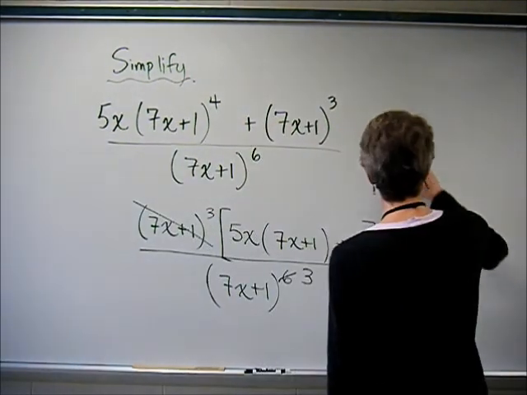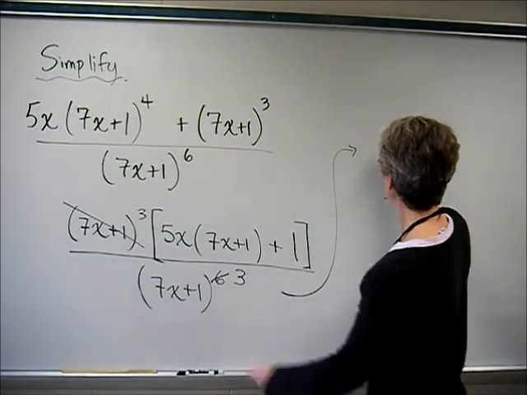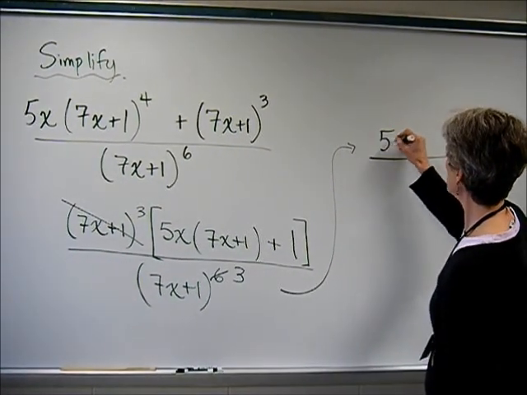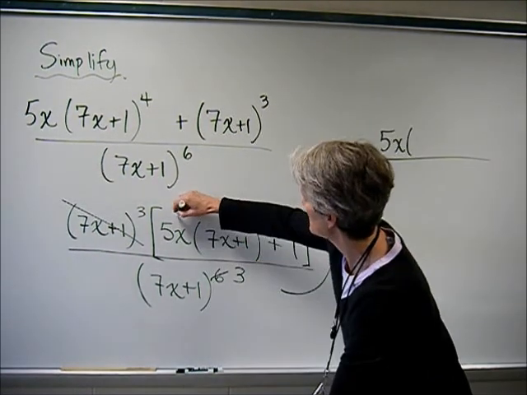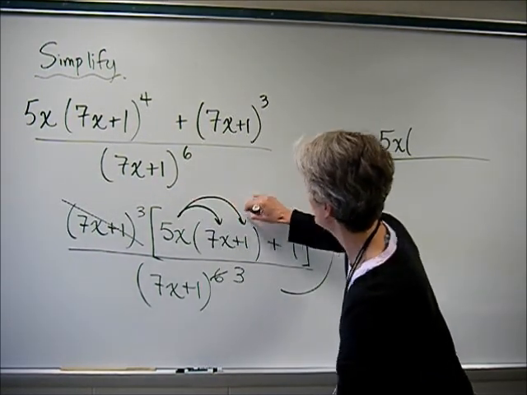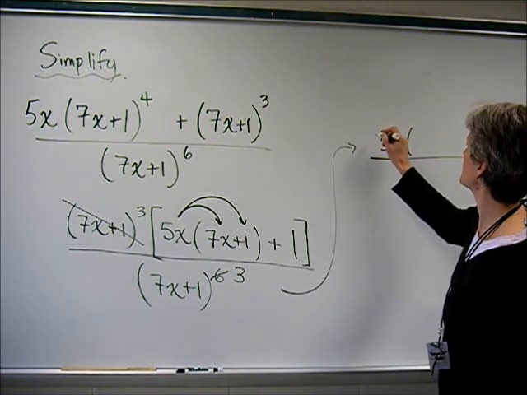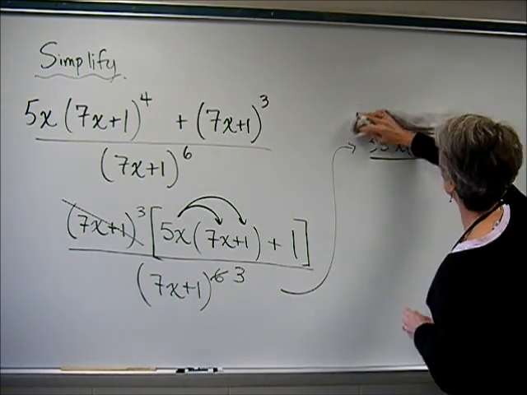All right, let's zip up here. Now all that's left to do is to clean my numerator up a little bit. I have 5x. Oh wait, I don't have 5x. I'm distributing that 5x. So I have 35x squared. Let's just erase that whole thing.